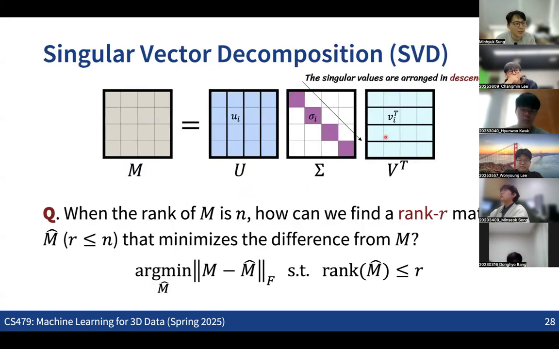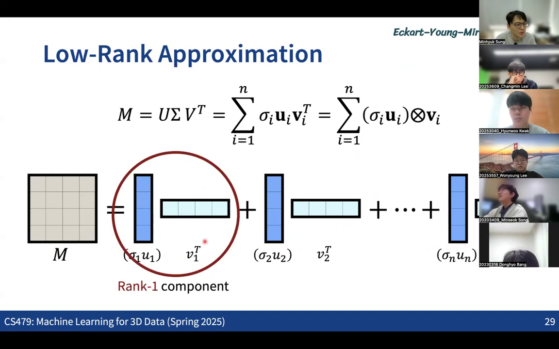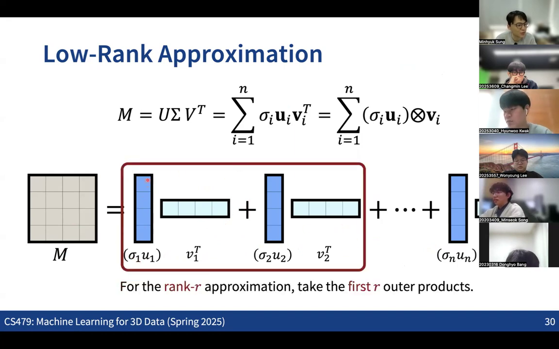For that, we can use the SVD. If we look at the multiplication of U and sigma here, we can see that the whole matrix can be represented as the sum of outer products, like this. If we only use one outer product, that becomes the rank 1 approximation of the given matrix. So this is the rank 1 matrix. If you take the sum of these two, that becomes the rank 2 matrix.